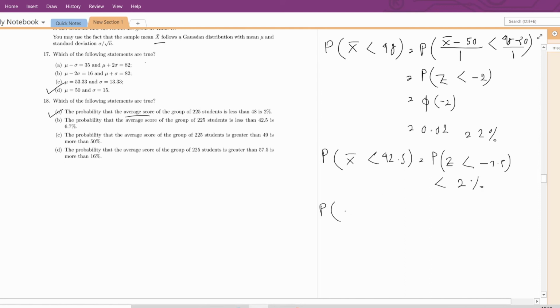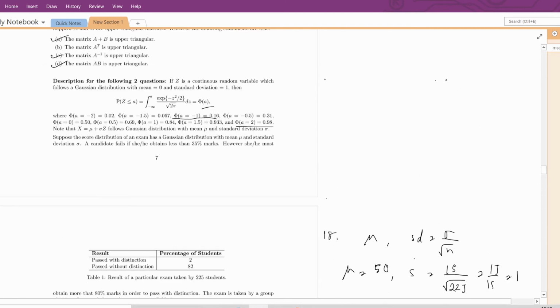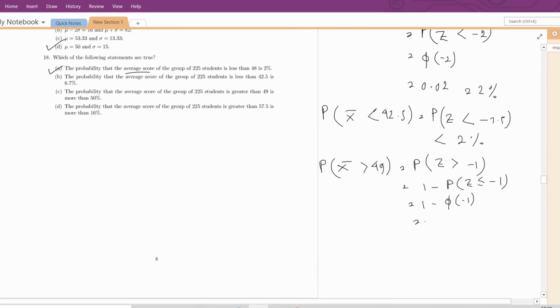For option C, it is probability of x bar is greater than 49. So it is probability of z is greater than minus 1, which is 1 minus probability of z less than or equal to minus 1, which is 1 minus phi of minus 1. Now phi of minus 1 is given 0.16. So it is 1 minus 0.16 equal to 0.84, 84%. Here the option says more than 50%, which is true. So option C is also correct.